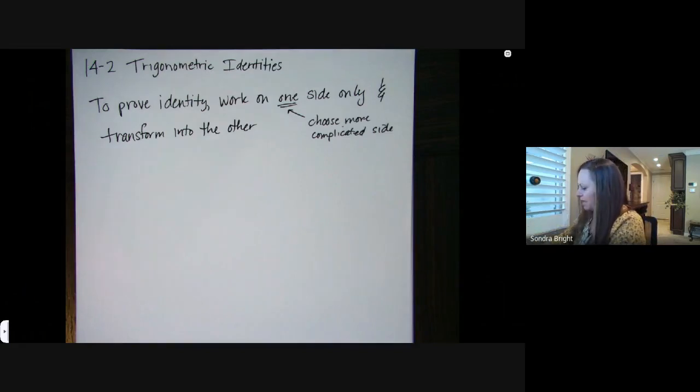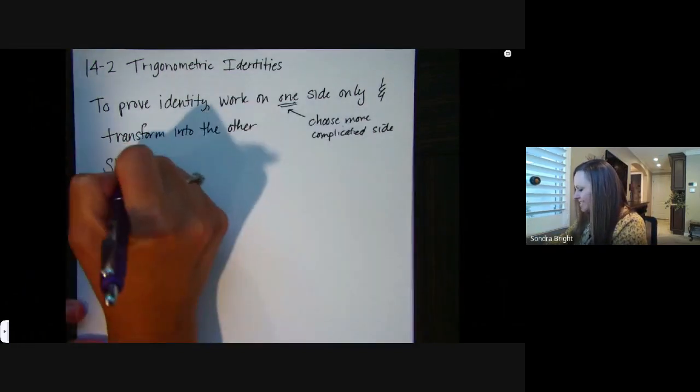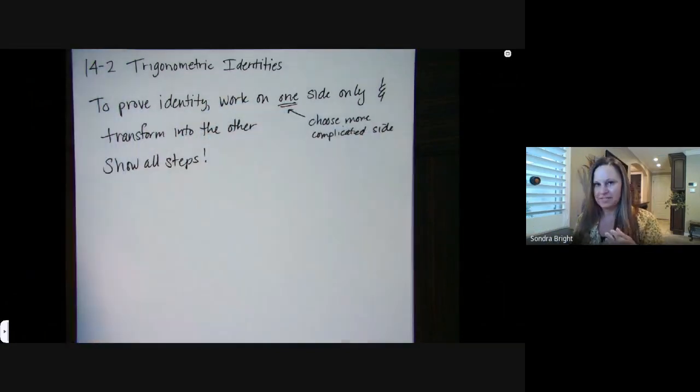So, then you want to make sure that you show all of your steps, because here's the deal. These are identities. I'm telling you the left side is equal to the right-hand side. So I've given you the answer. Proving an identity means that you're showing me every step in the middle there that shows that it's true. So you got to make sure you show all steps.